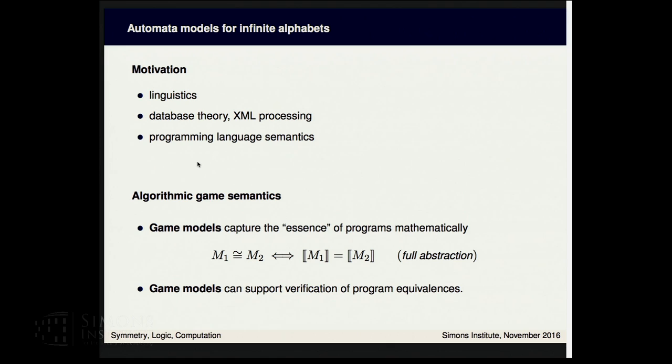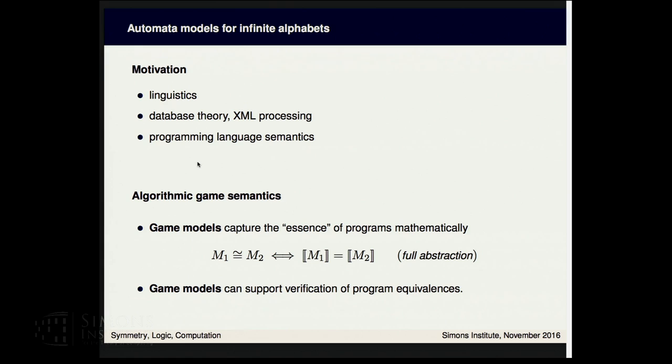Automata over infinite alphabets play an important role in clarifying the power of logics relevant to database theory. They're also useful to drive XML processing. But I'm coming from a different direction, namely programming language semantics. And there, such automata become useful when we want to account for computational scenarios in which an unbounded number of resources can be produced. So here I'm thinking about situations in which we can create references, objects, threads, and so on.